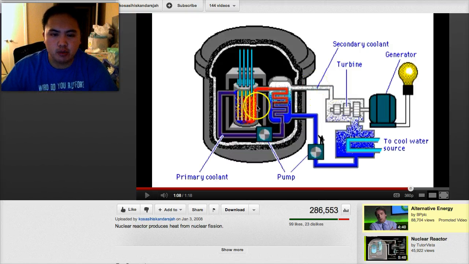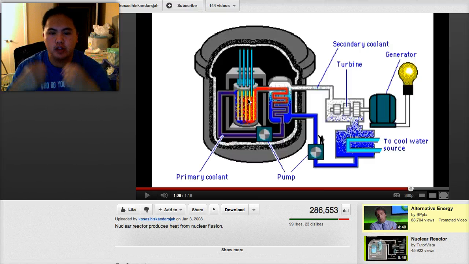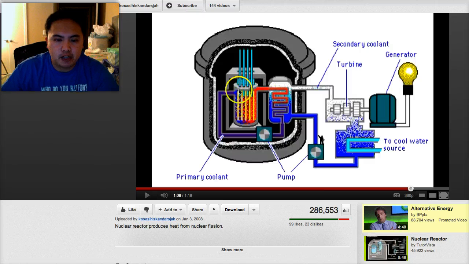This is how nuclear energy works. I'm starting here with these rods. Remember I told you that in fission, you take a nucleus and you split it up. These rods are rods of uranium. Inside this really tiny core, we take these rods of uranium and make them split apart. That splitting apart is super explosive and creates a ton of heat.